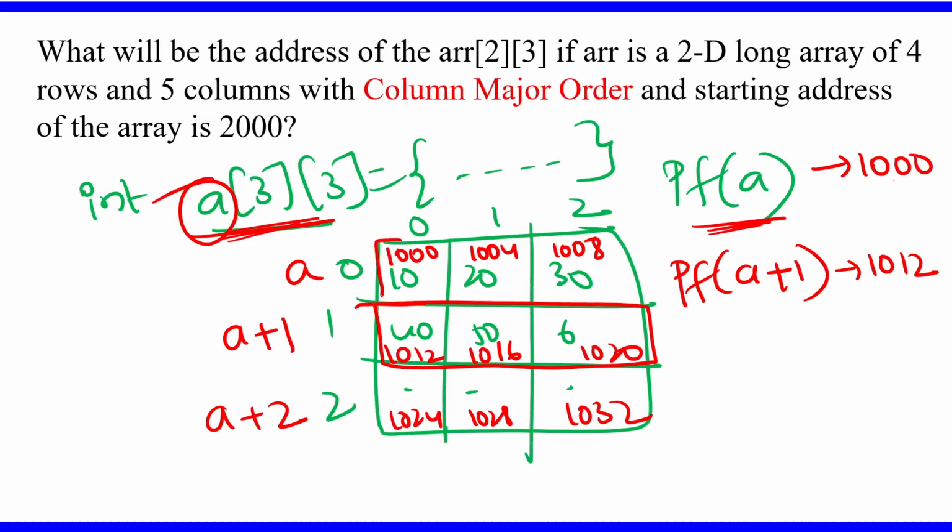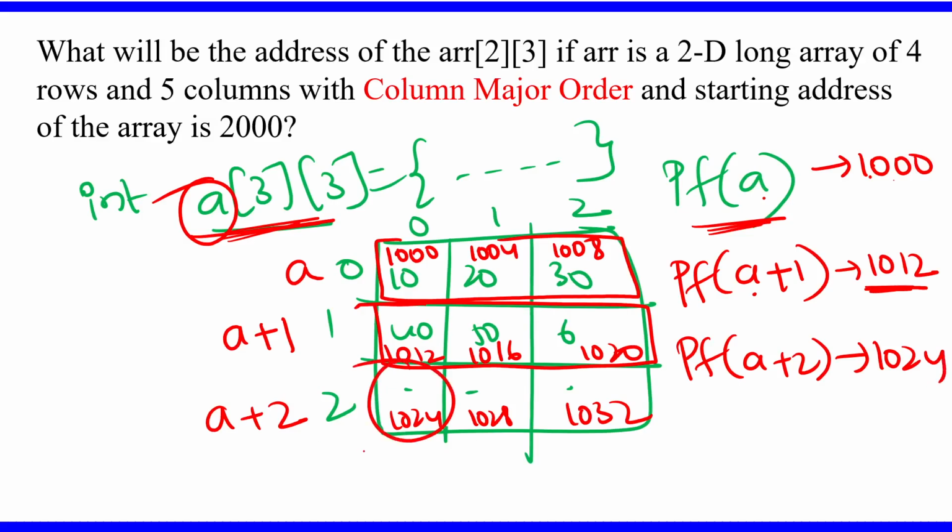A is pointing to the whole first row. A plus 1 is pointing to the second one, a plus 2 is pointing to the third one. So when you give only a, it is 1000. When you give a plus 1, it is the starting address of the second row, that is 1012. If I give printf of a plus 2, then it is 1024, the starting address of this third block. 1024 will be given as the output.